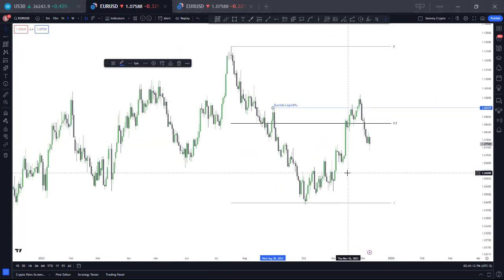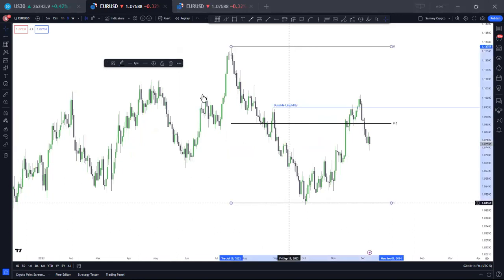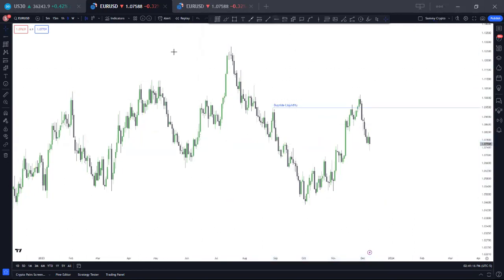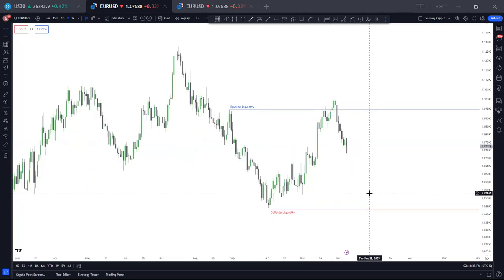After selling off, where is our target for this sell off? Well, it can be really simple. Euro USD is simply coming back to this low. And this is exactly the same thing many traders trade. You see, it's liquidity to liquidity. You can see now price is going from this buy side liquidity to the next sell side liquidity.